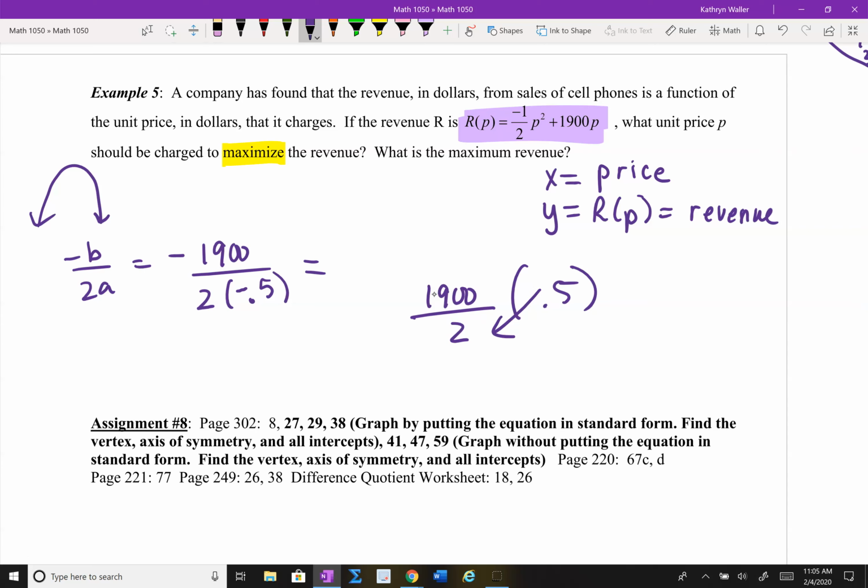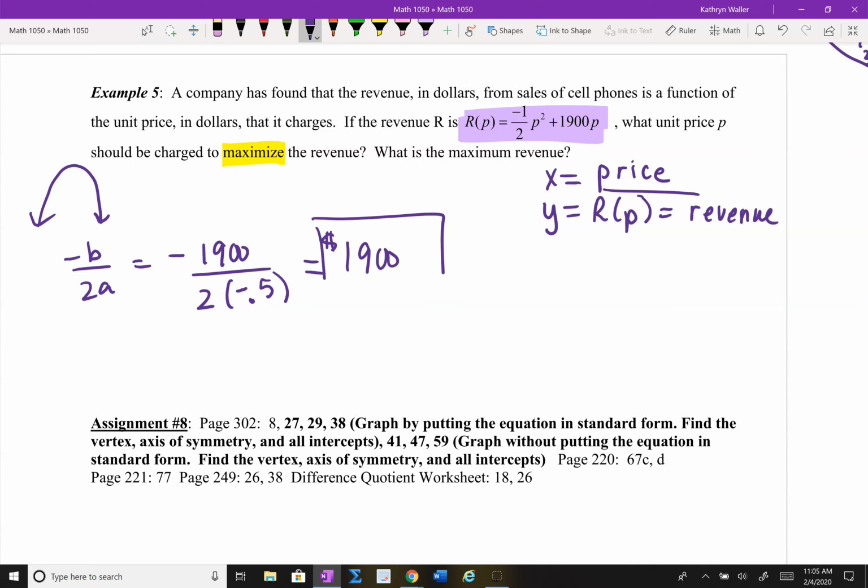Who says I understand? Okay, everybody go 1900 divided by parenthesis 2 times 0.5, close it off, hit enter, and you get 1900. What does that stand for? That's the x coordinate of the vertex. What does that stand for? Price. What unit price? That's your answer.